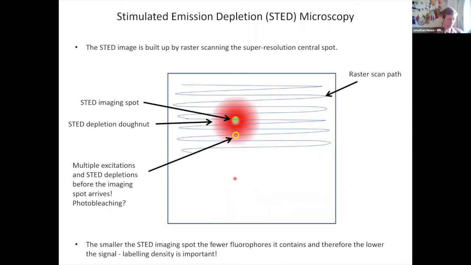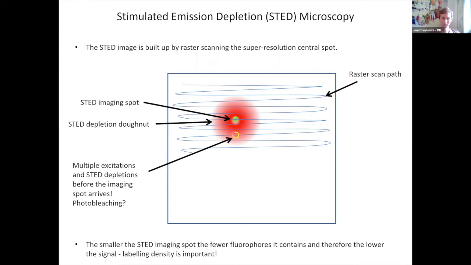So as I mentioned, the STED is basically a fancy confocal, so the image is still built up via point scanning, but this is actually quite relevant because if you consider this location in the sample with the yellow circle, these fluorophores in this location have undergone multiple rounds of excitation and depletion by the time the imaging spot actually reaches it. And the result of this is bleaching. So it's very important that you make your sample as photostable as possible.